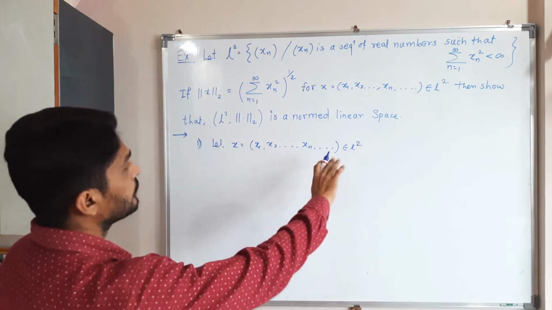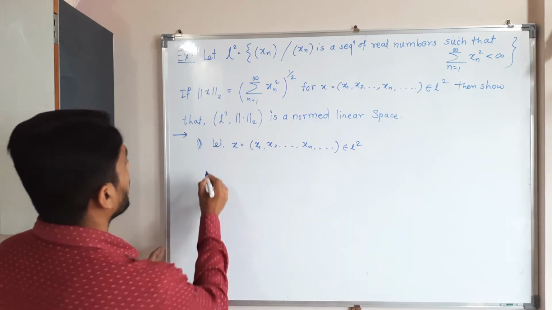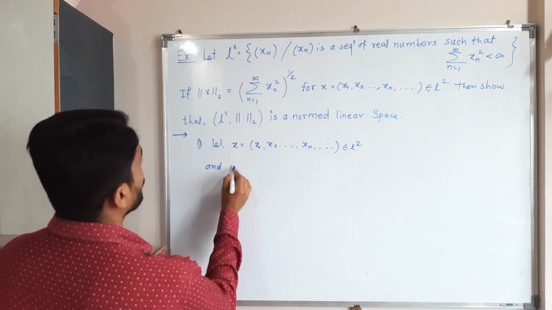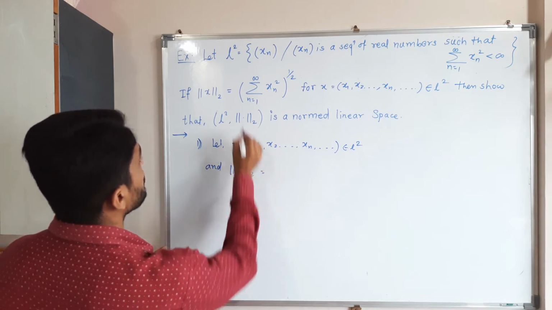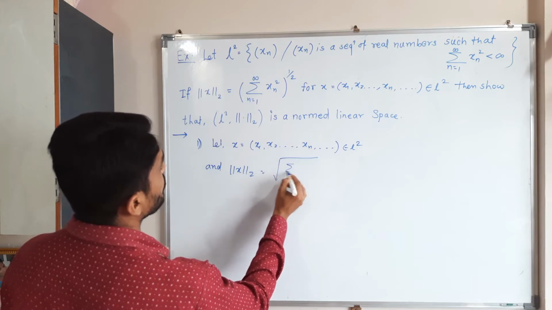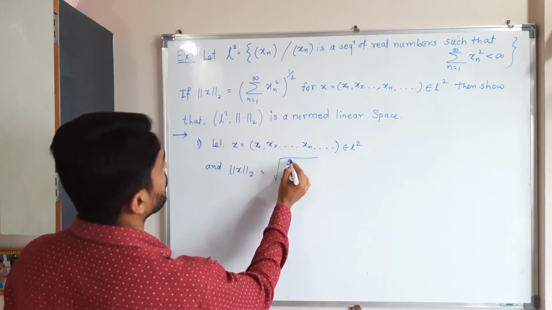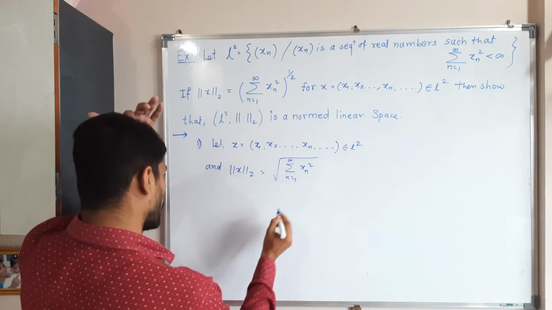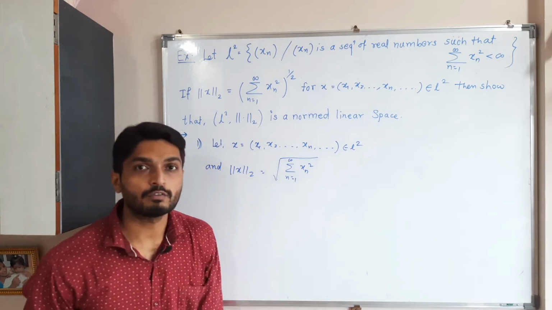So x is equal to this one I have considered. Norm 2 is defined in this way: raised to 1 by 2, means the square root of the summation, n running from 1 to infinity, xn square. So this is the definition of norm 2.